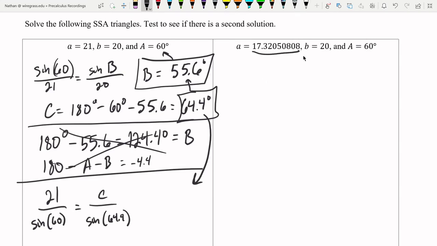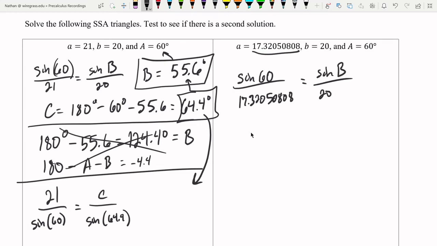Here we have a very specific A, and then B, and angle A is there. Do sine 60 over A, which is 17.320508808, equals sine B over B. So sine B must equal, and actually this ends up being equal to 1. It's not quite 1 when you type it in a calculator, but it's supposed to be 1. That's the whole point of doing this scenario.